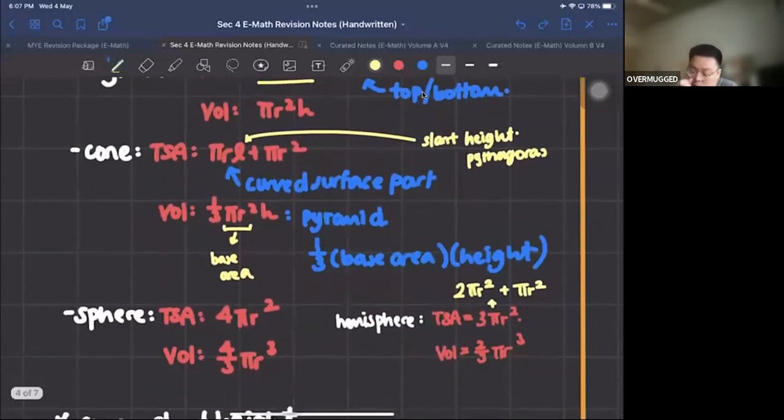For a cone, the total surface area is pi r l plus pi r squared. The value of l is calculated from the slant height using Pythagoras theorem. So just remember that. And then the pi r squared is obviously the base. For the volume, this is 1/3 base area times height. It's the same thing as a pyramid. The pyramid is just 1/3 base area times height. Personally, I just memorized the general form, which is base area times height.